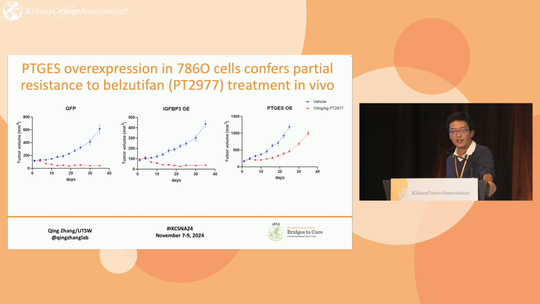So we overexpress PTGS plasmid in the 786-O cells. In this case, we can look at either control cells, another unrelated gene, or PTGS. You can see the control cells respond to belzutifan very well, with tumor shrinkage. Another gene, IGFBP3, also shows tumor shrinkage. But this PTGS overexpression confers resistance, at least in a partial manner.